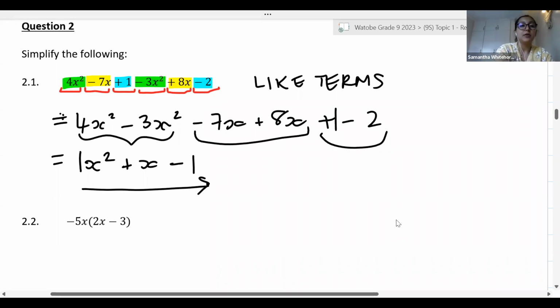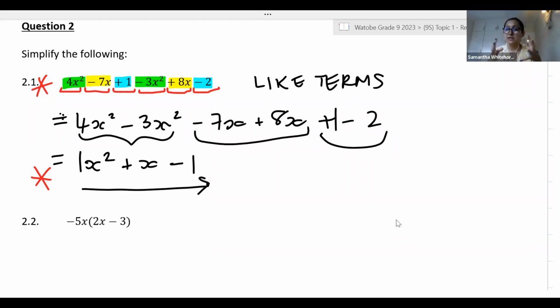Now we can see that this is simplified because I've gone from an expression of 6 terms to an expression of 3 terms. I've condensed it, I've simplified it. It still says the same thing. I've just put it in simpler words. Okay, so that is the whole point of simplification.